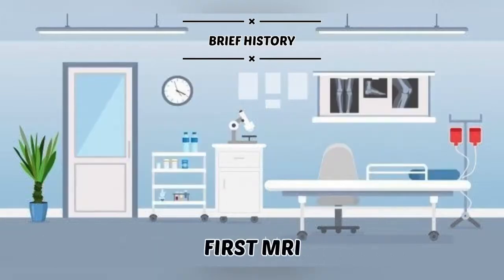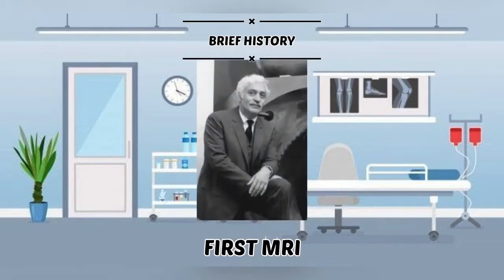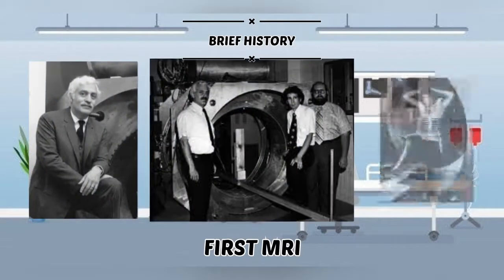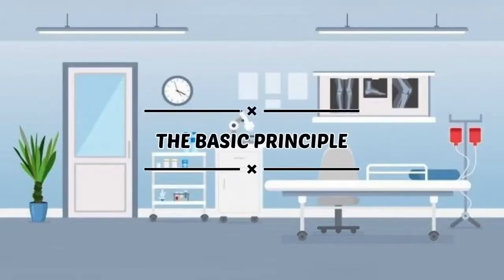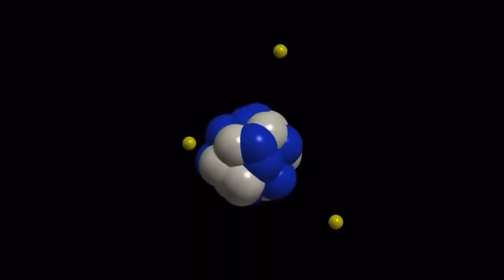The first inventor of MRI is Raymond Damadian, and the first magnetic resonance imaging (MRI) exam on a live human patient was performed in 1977. The basic principle of NMR deals with the interaction of certain atomic nuclei, radio frequency energy, and a strong magnetic field.